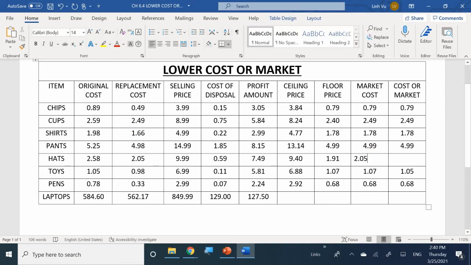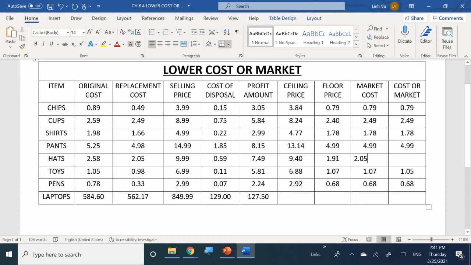When you take those three numbers, you put them on a number line, from highest to lowest. You find the highest value, you find the lowest value, and the number in the middle between those two is going to be your market value. In this case, $9.40 is my highest value and $1.91 is my lowest value. So what's in the middle? The $2.05. That's my market value.